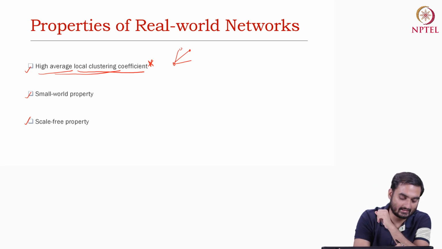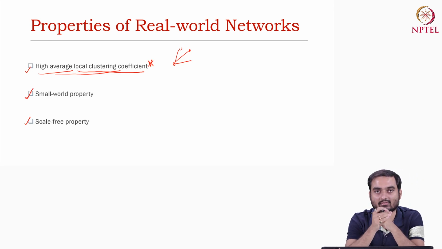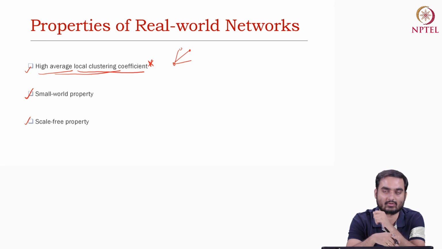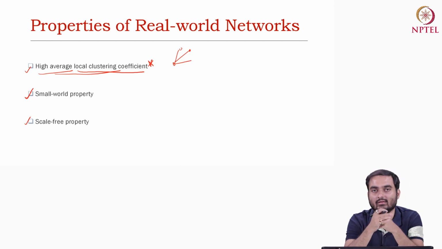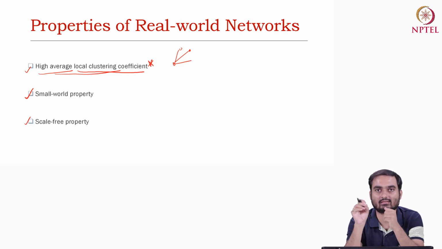Okay. The second property that was observed across real world networks is the small world property. I will discuss what the small world property is, but if you remember, in the last lecture we briefly discussed it. It basically says that if you take any pair of nodes from a network, the distance is very small.